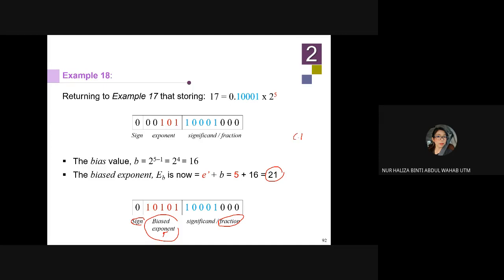If it is 21, it will be 1, 2, 4, 8, 16, so 1, 0, 1, 0, 1. Okay, correct. See, you can just use your scientific calculator. It's very easy. Just press and you get the answer. Okay, 21 decimal gives you binary 10101. Then you will put it in the biased exponent. Your fraction will be similar. No need to change anything.